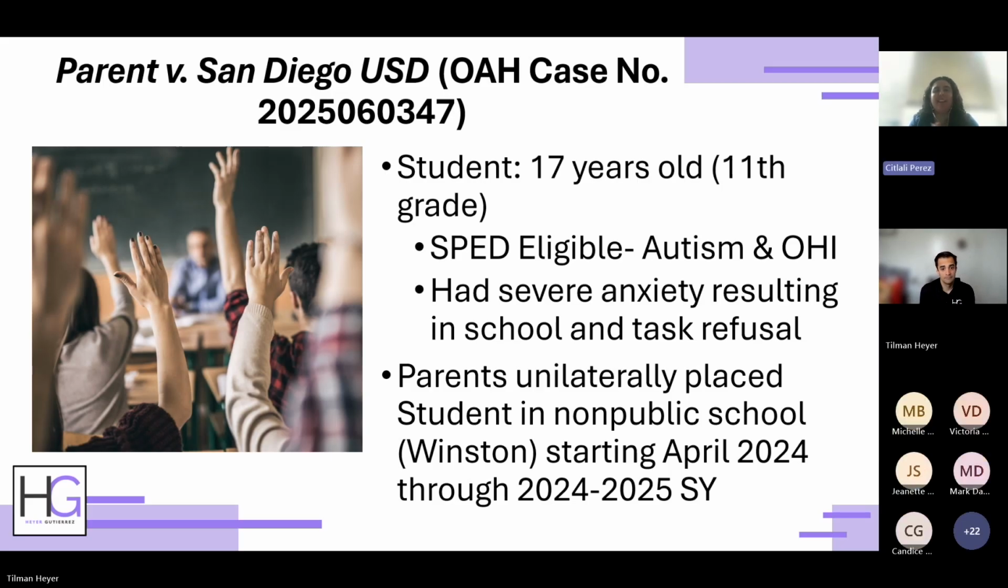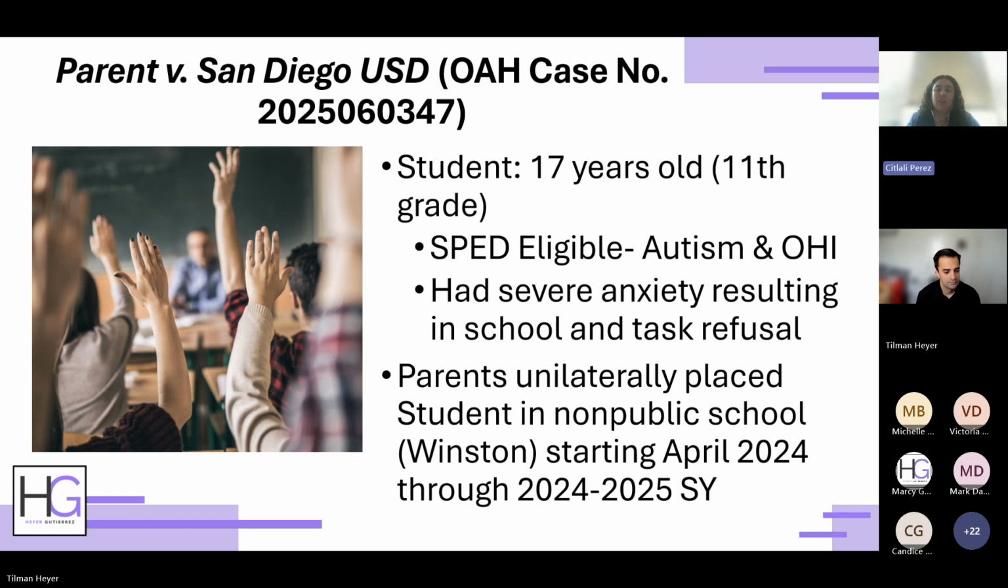Hi, everyone. I'm Citlali. We're going to jump into Parent versus San Diego, which has to do with 3 issues. It was a 17-year-old in the 11th grade. This is a great case for those of you who have students that are considering private placement, or where the parents really want private placement. The student was SPED eligible in autism and other health impairment, but the parent unilaterally placed the student in a non-public school, called Winston, starting April 2024. And they were there up until the 2024-2025 school year.